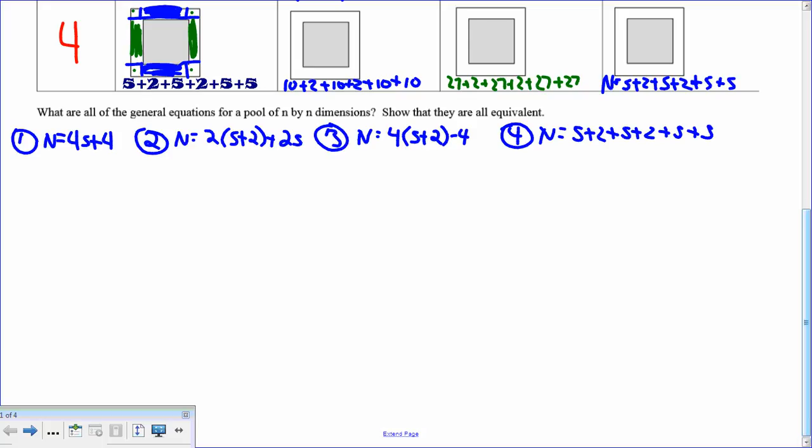So here we go. In the first one, this guy right here, we can't break that down any further. We got 4s plus 4. There's no like terms to combine. So it's kind of a lost cause.